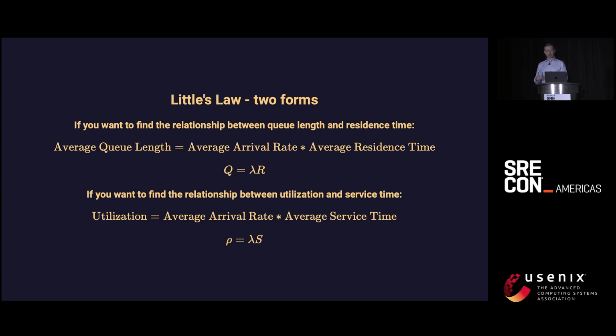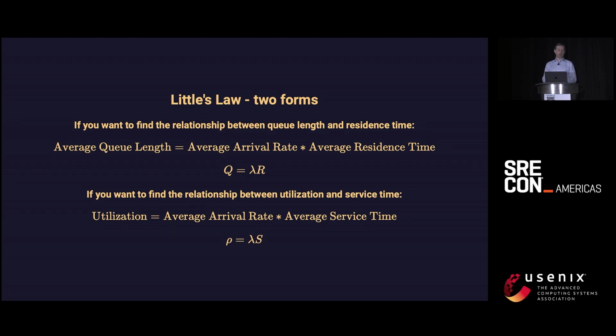So the first version I've shown here is that the average queue length is the average arrival rate times the average residence time. For example, if you have a system that gets an average of 1,000 requests a second and takes an average of 10 milliseconds, 1/100th of a second to process a request all the way through, you know you will have 10 requests in the system on average.